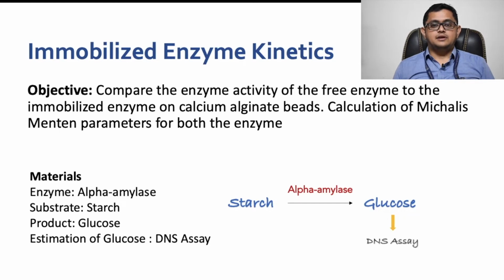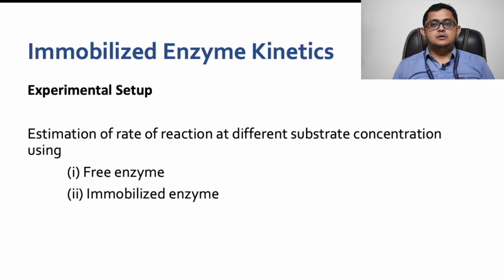Once we calculate the rate of reaction, we are going to compare the rate of reaction between free and immobilized enzymes. So there are two experiments that we need to do. One, at different substrate concentrations, we calculate the rate of reaction with the help of a free enzyme. Experiment number 2, we repeat the same, but instead of free enzyme, we use the immobilized enzyme. So at the end of the experiment, we get two sets of data: one for the free enzyme, another for the immobilized enzyme.